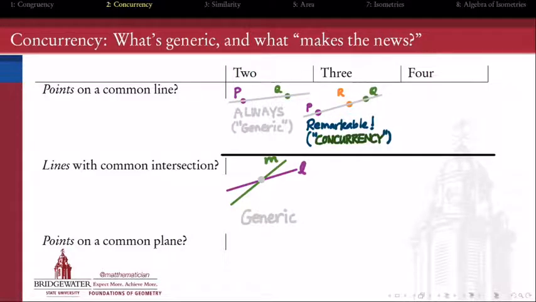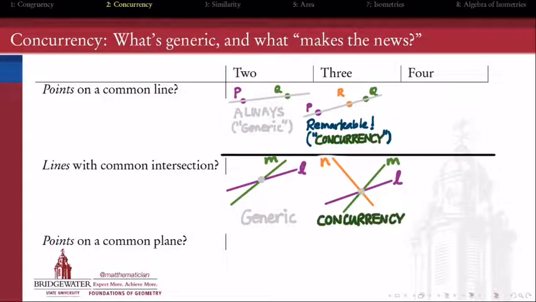But that's not the case if I draw 3 lines at random, L, M, and N. They probably don't intersect at a single point. And so if they do, this is something remarkable. Here's an L, M, and N that intersect at a common point, and that's again called a concurrency. This is something that we can't generally expect to happen, and so when it does, it makes the headlines for us.